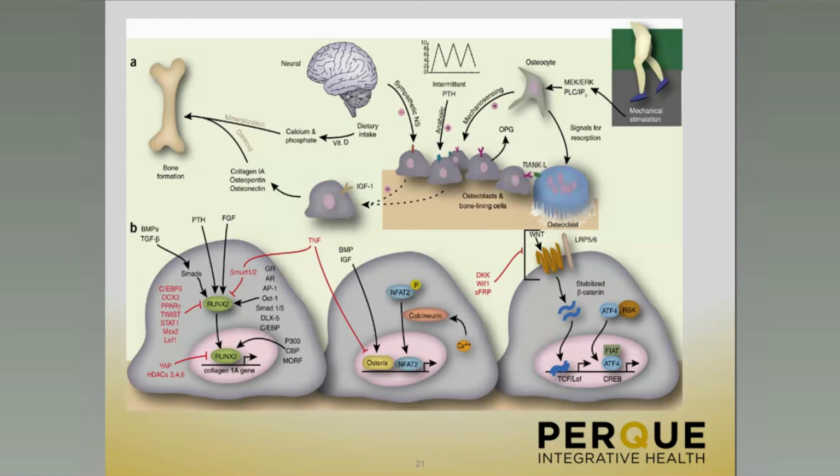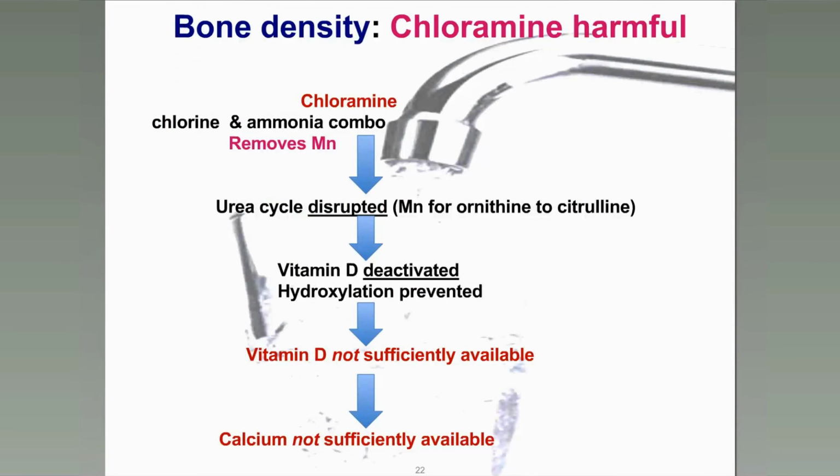Now there are things that we do need to be concerned about, sometimes even including our drinking water. Many areas of the country chlorinate their drinking water in order to sterilize it at the water treatment plant. This can cause chloramine molecules to form, that is chlorine and ammonia combining to form chloramine. Among other things, this removes manganese, and that disrupts the urea cycle, which is the detoxification cycle, because manganese is essential for converting ornithine to citrulline.